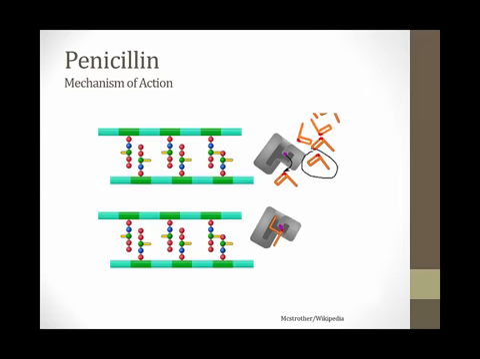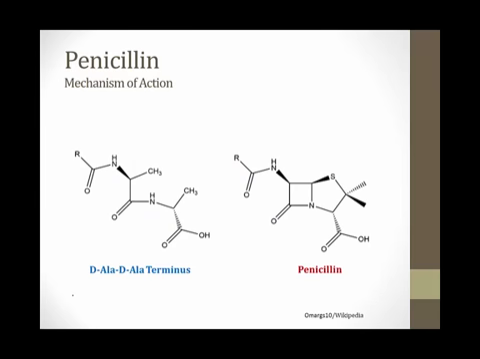Here's a picture just to make this very clear. These are penicillin molecules. They bind to the transpeptidase, and once they are bound, the transpeptidase cannot link more alanine molecules together and cannot cross-link the cell wall. Here's a picture showing you the chemical configuration of the D-ala-D-ala terminus of the peptides in bacterial cell walls.